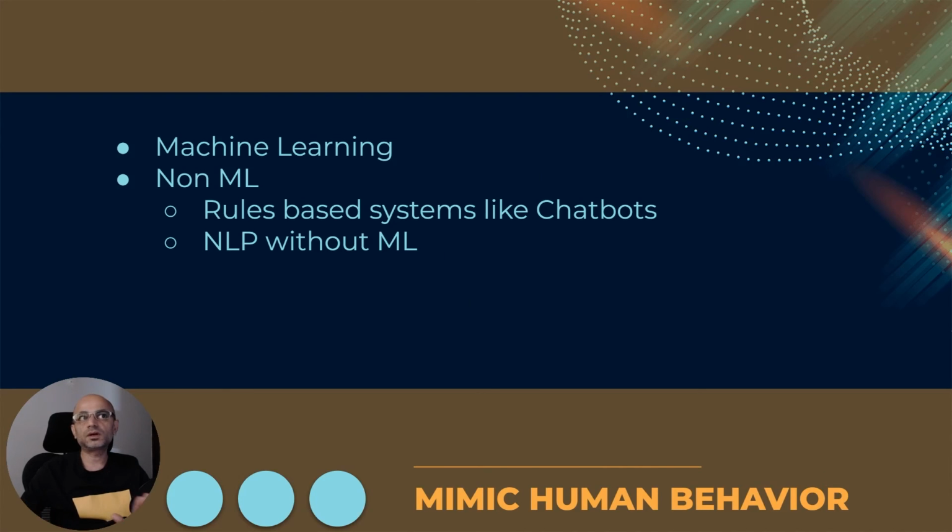So we have seen so much of machine learning, how it can mimic human behavior. But there are also non-ML cases where you can mimic human behavior. One example is chatbots, which are purely rules-based systems. If it is just rules-based, we can build a chatbot without using ML, but still it can mimic human behavior to some extent. Also, you can have an NLP use case without ML.